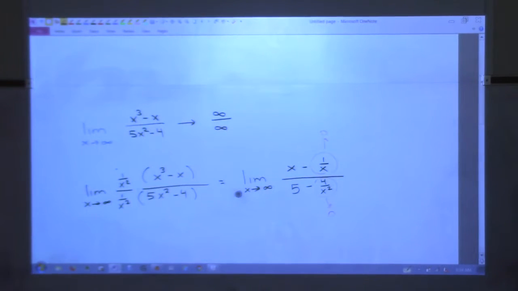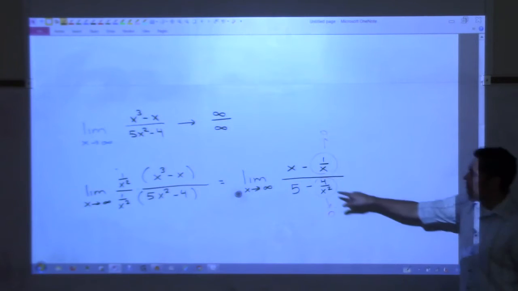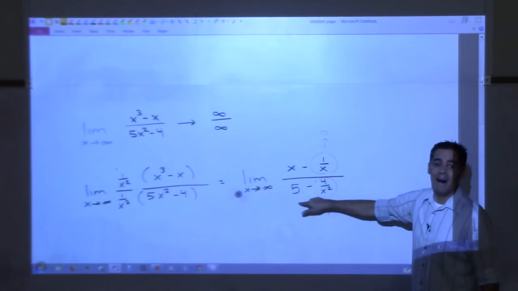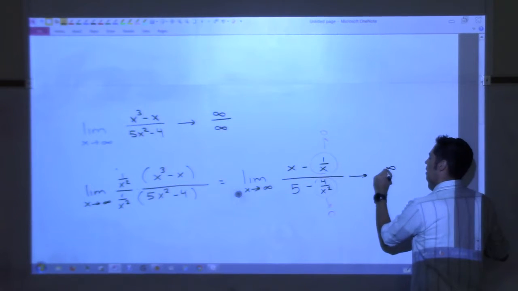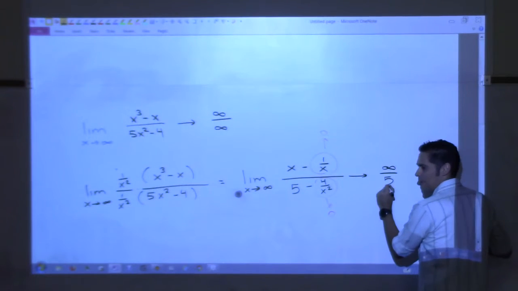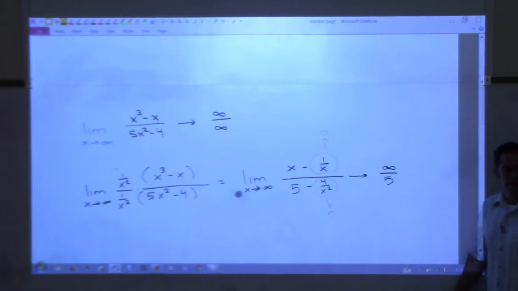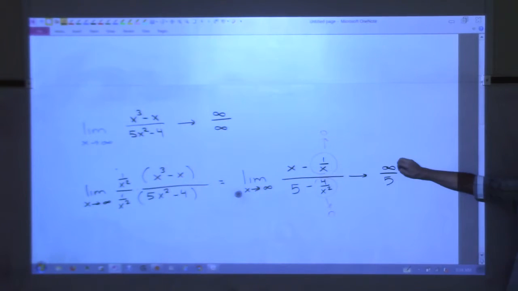But what's still left? I have infinity over 5. So this is headed towards infinity over 5. What do you think about that? A number that's getting huge divided by 5. 5's not changing. That's going to be infinite. That's going to be infinitely large.